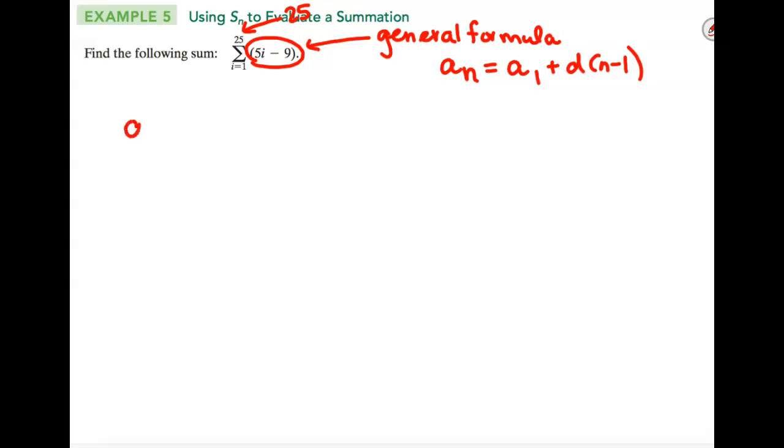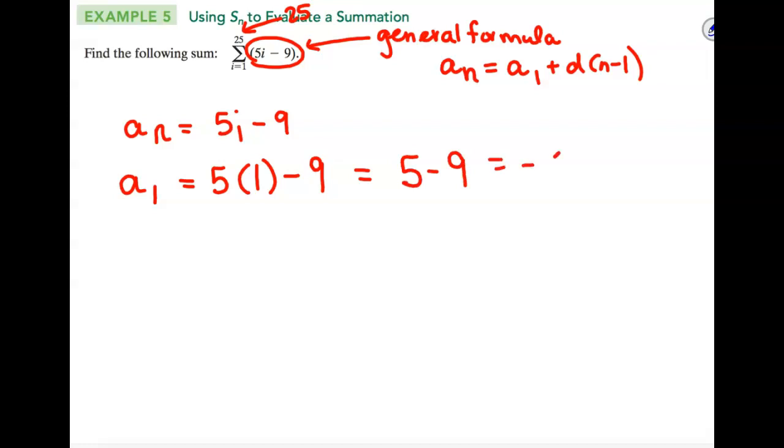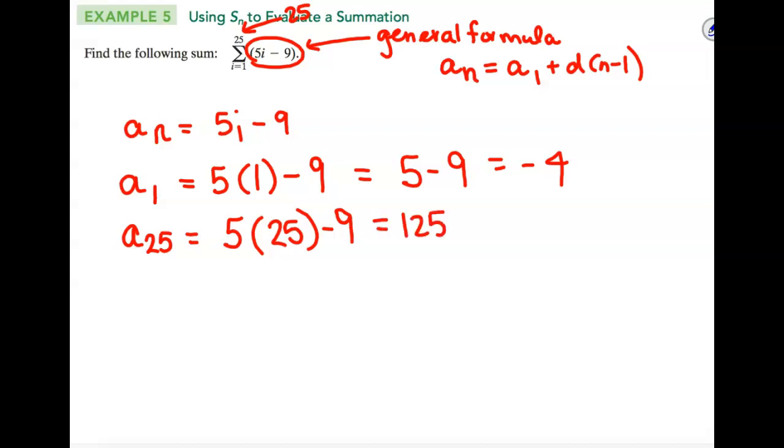So what we need to do is find the value of term 1 and the value of term 25. So we're going to substitute 1 in for I. So A sub 1 is 5, replace the I with 1, and then minus 9. Simplify it. 5 times 1 is 5. Minus 9 is negative 4. So the value of the first term in this series is negative 4. Now we need to find the last term, which is 25. So the value of the 25th term. We're going to replace that I with 25. 5 times 25 is 125, and then minus 9. 125 minus 9 is 116.